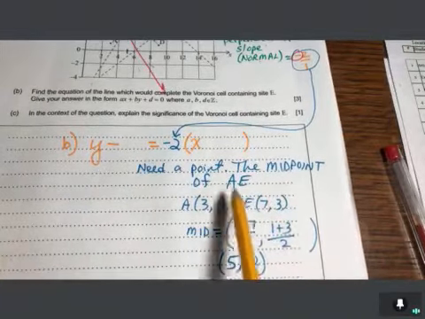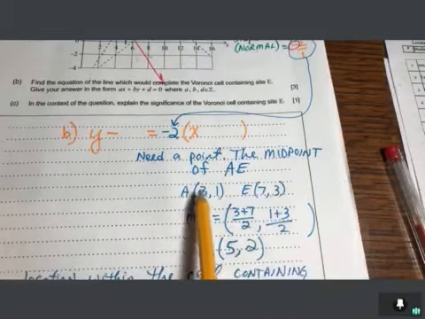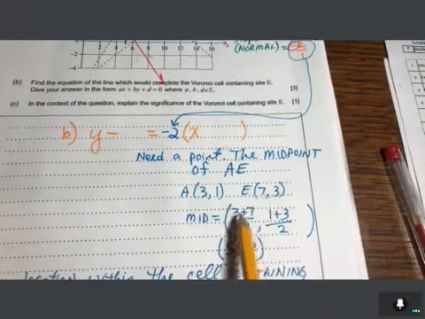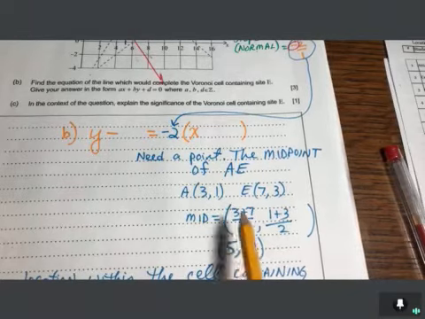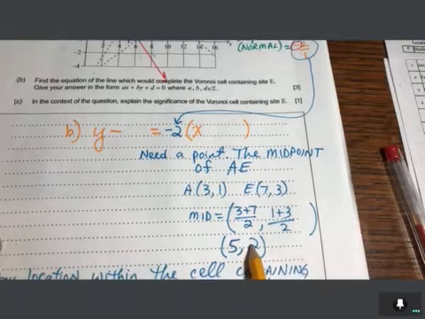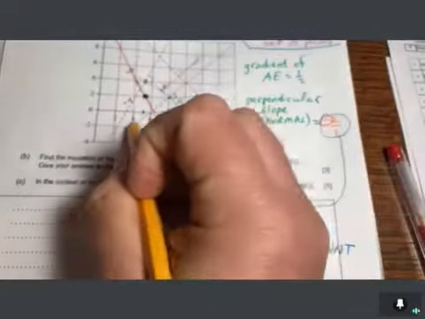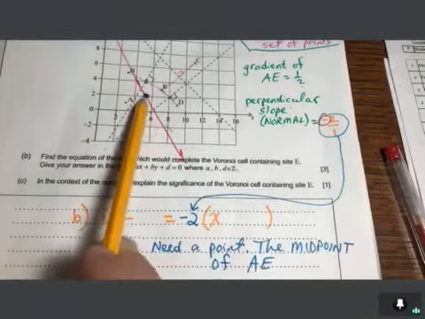So we need the midpoint of AE. That's point A. That's point E. The midpoint is the average of the x's. So 10 divided by 2 is 5. 1 plus 3, the average of that is 2. Okay. So 5, 2, and if you look on the graph here, here's 4, here's 6, that would be 5. Okay. And this is up 2.